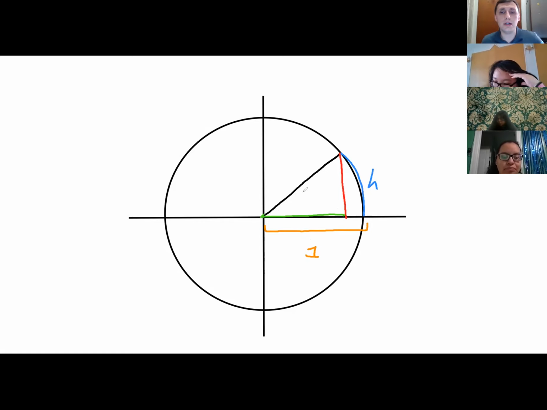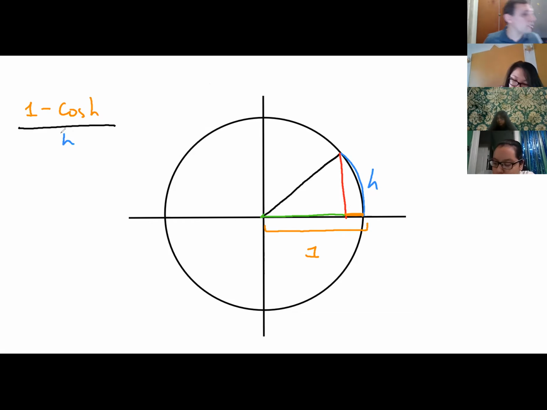Now, we can then observe what is 1 minus cosine h. 1 minus cosine h. It's this region. Yes, this region is 1 minus cosine h. And now, if I take 1 minus cosine h and divide by h, now what I'm comparing, guys, is the length of this segment to h. Okay, and what should it be?